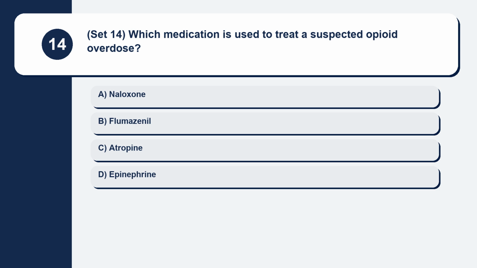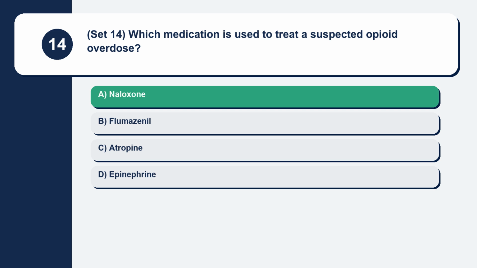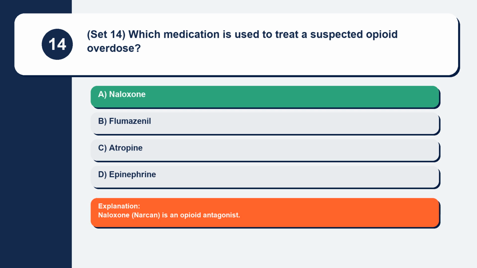Question 14. Set 14. Which medication is used to treat a suspected opioid overdose? Naloxone, flumazenil, atropine, epinephrine. Naloxone (Narcan) is an opioid antagonist.